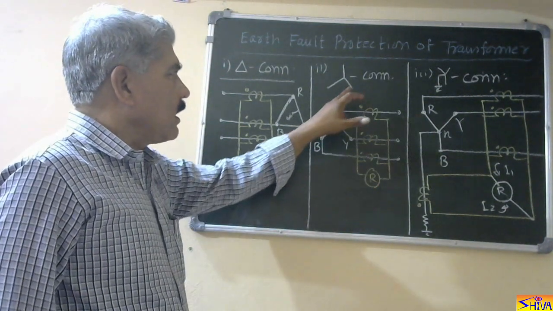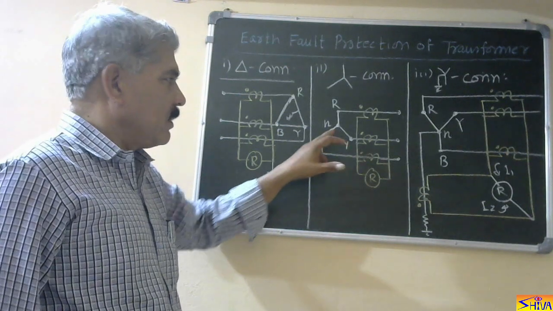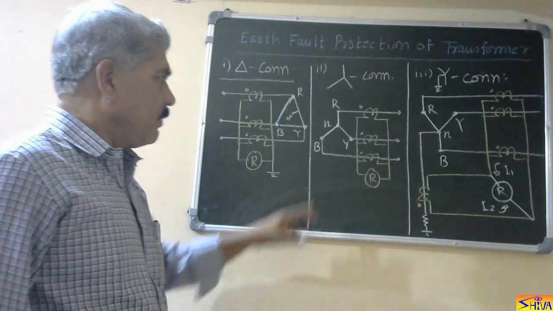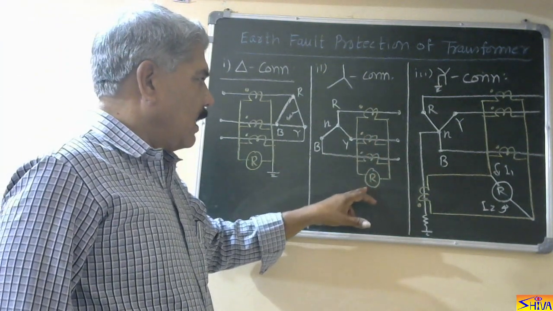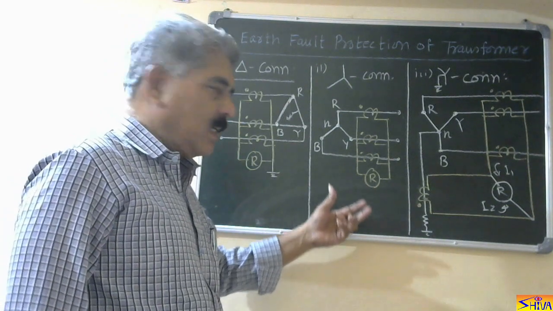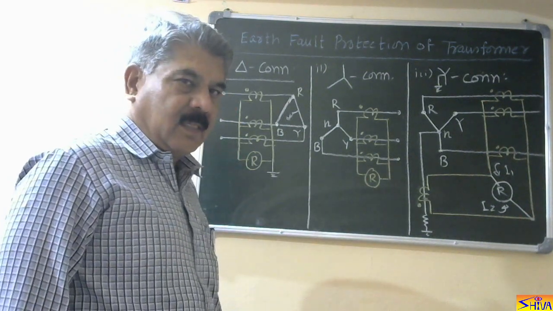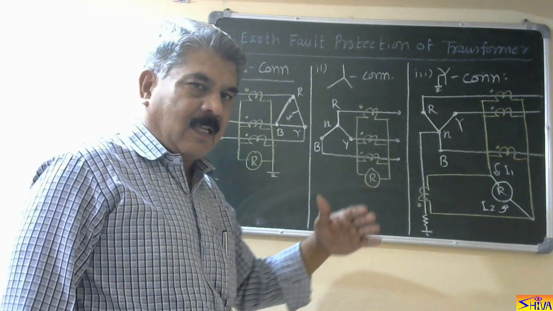Second is star connection with floating neutral. So it is star connection RYB. This is neutral point. It is not grounded. So again we are connecting 3 CTs, one in each line, and we are connecting the relay, that is overcurrent relay or instantaneous relay, in the residual circuit of the CT. If it is instantaneous relay, we have to take the pickup slightly higher.